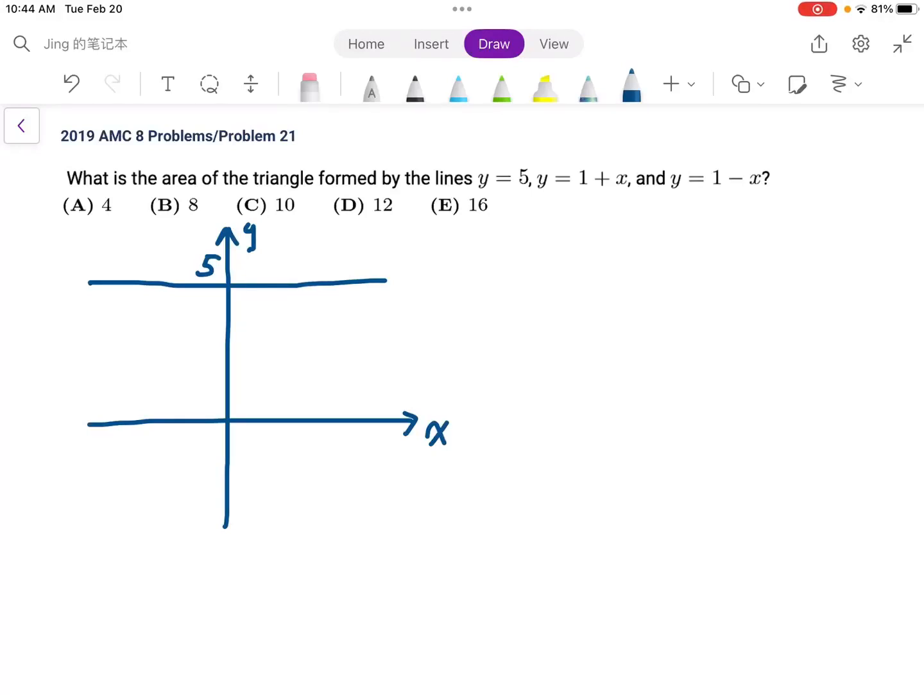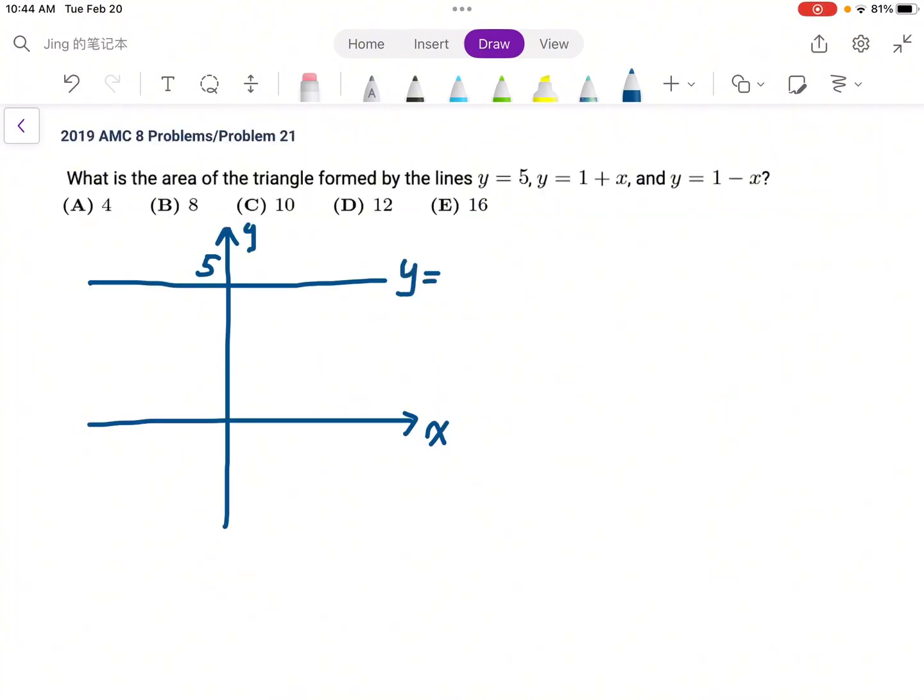Let's draw the triangle. The line that's horizontal and crosses y equals 5 is this line. And then y equals 1 plus x. When x equals 0 for this equation, y will equal 1. So it crosses this point. And when y equals 5, x will equal 4.